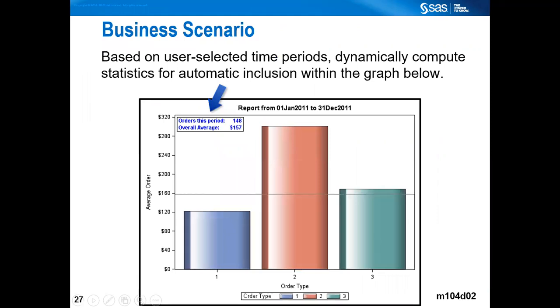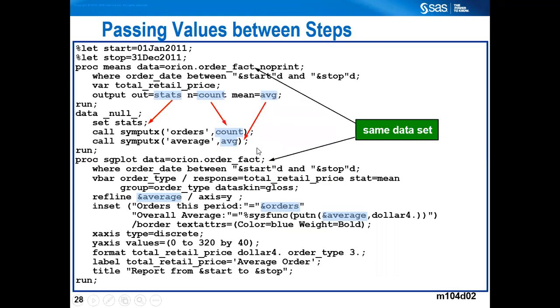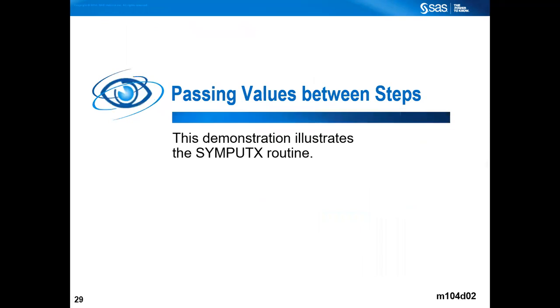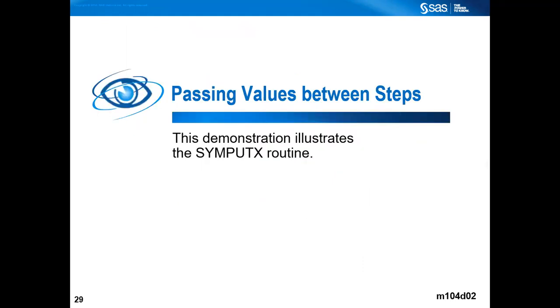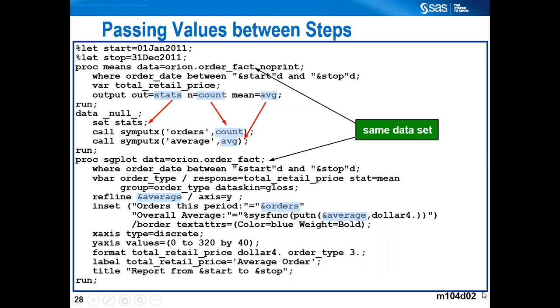That's it. So what they're trying to tell you is that, based on user-selected time periods, you can dynamically compute statistics for automatic inclusion within your graphics. You can use this in your graphic reports too, where you can include macro variables and dynamically change the values within your legends for graphical presentation. That's it. Nothing much more. So it's passing values between steps, and you have an exercise. I'll ask you to work on this demo once and get hands-on. The exercise you can take as self-study, and then you can stop.